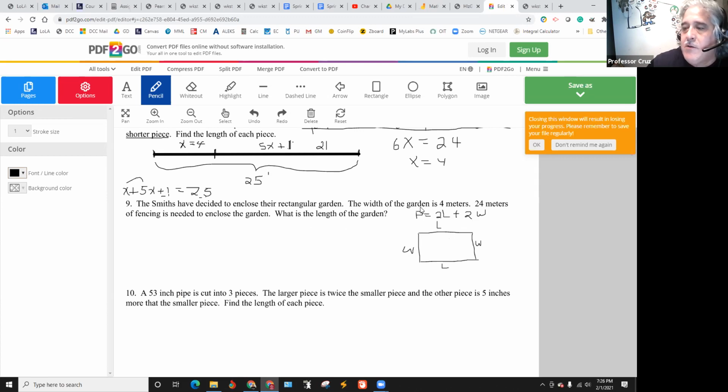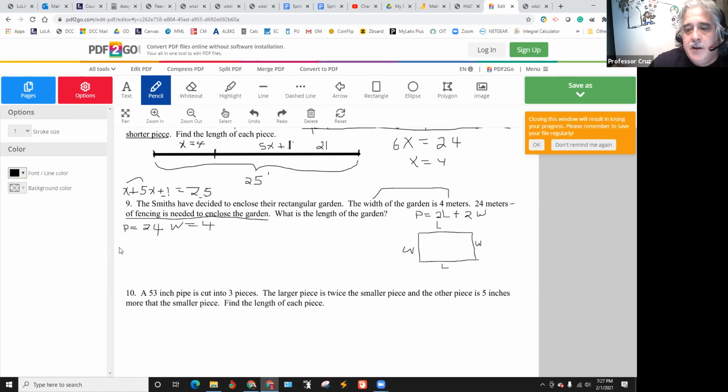Now, they give you some important information here. They give you W, or the width, is 4 meters. And in disguise, they're telling you 24 meters of fencing is needed to enclose the garden. In other words, that's your perimeter there. So we know these 2 things. And then we also know that W is 4.